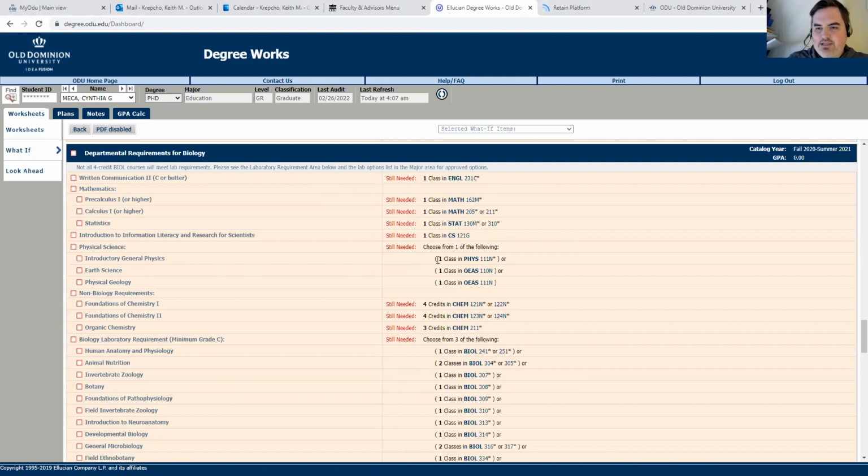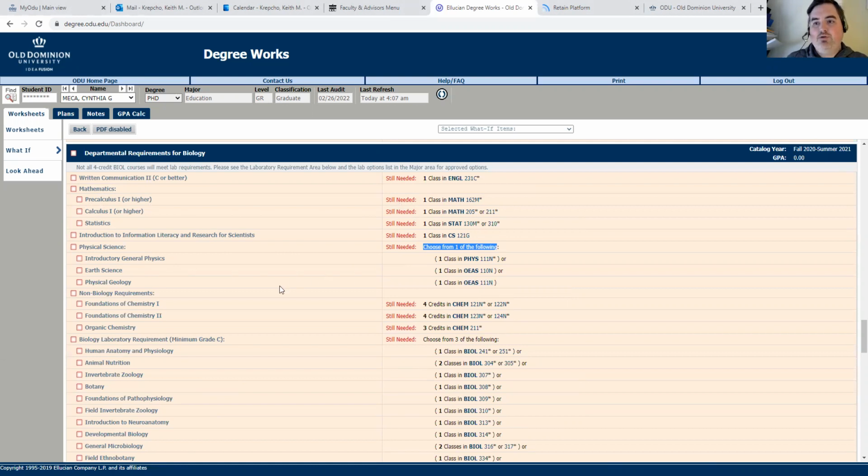In your physical science, you would have an option. So here you could take either physics 1 or earth science or physical geology. Pay attention to, again, what DegreeWorks specifies of a subject area. So some will just say that you need pre-calculus, math 162, and calculus, but you have a choice there. The 205 is the majority of the calculus course that we would recommend. But down here in the physical sciences, you would have an option of what to choose.